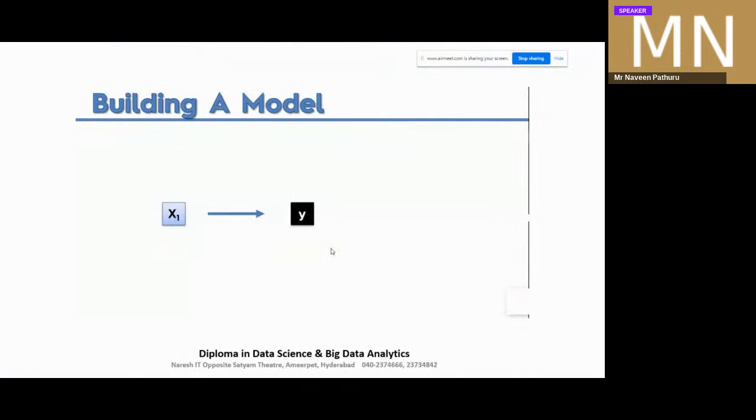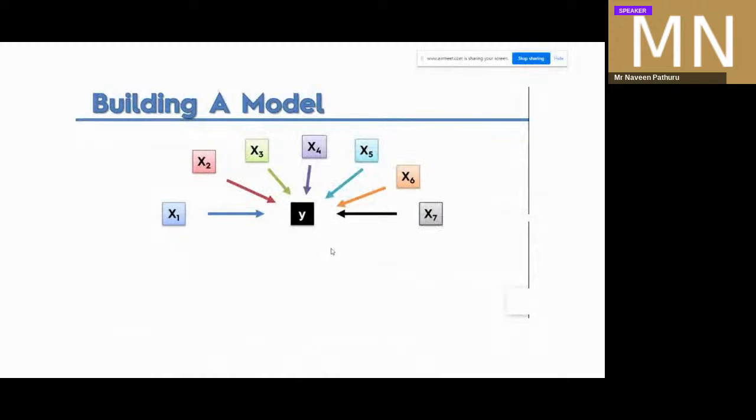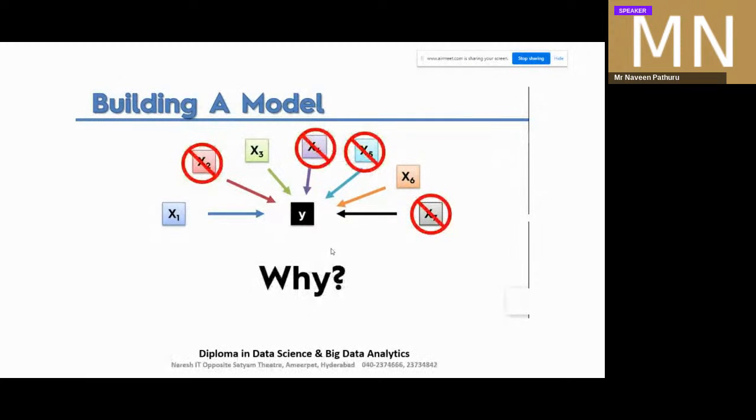Now, when we are doing a fit, we are building a model. What is x and y? Y is the dependent variable. For us, y is the profit. X1 is the independent variable. When we use only one variable, that is simple linear regression. In the real world, you don't have one variable, you have multiple variables. It is called multiple linear regression. But what is important is, remember, not all the variables are important. There are some variables which are not very important.